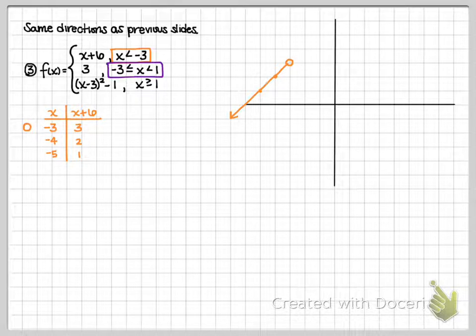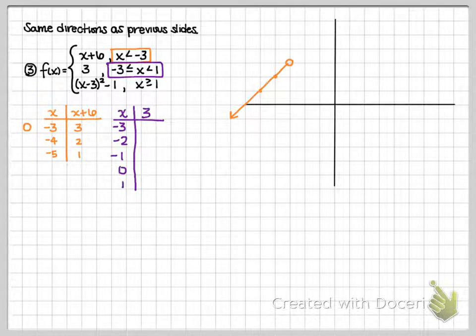Now this is pretty clear what my table is going to be. And then my y is just 3. So I've got -3, -2, -1, 0, 1. At the -3, it's going to be filled in because it's got an equal to part, but at the 1, it's going to be a hole. And then all of my y's are going to be 3, since there was nothing for me to plug the x's into. So I'm going to pause, I'm going to graph, I want you to do the same, and then see how we match. Okay, so my purple graph is up there now.